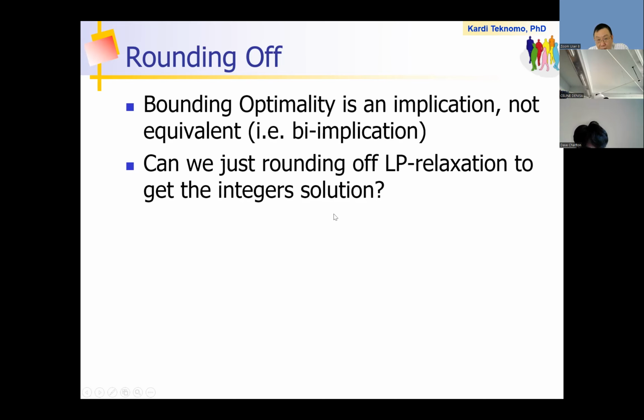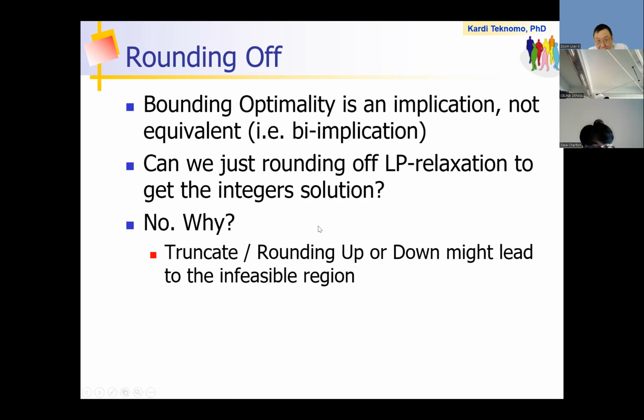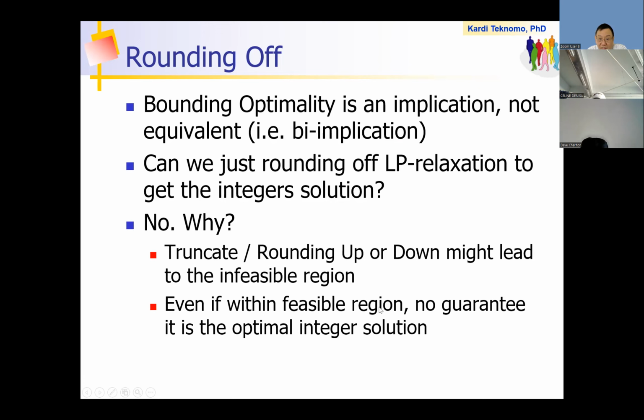The answer is no. Why? Because when you truncate, round up or down, it may go to the infeasible region. Even if it is within the feasible region, there is no guarantee that it is the optimal integer solution. So you cannot just get the LP relaxation and then round off the solution. That is not true.